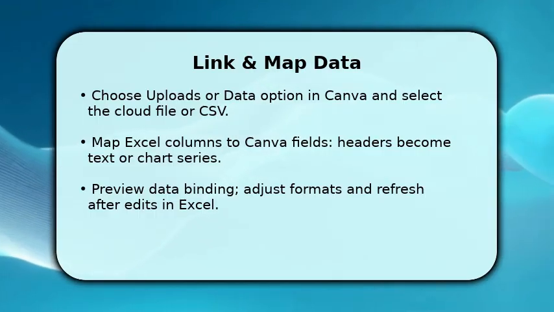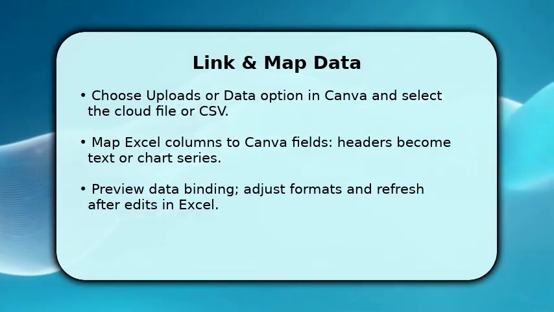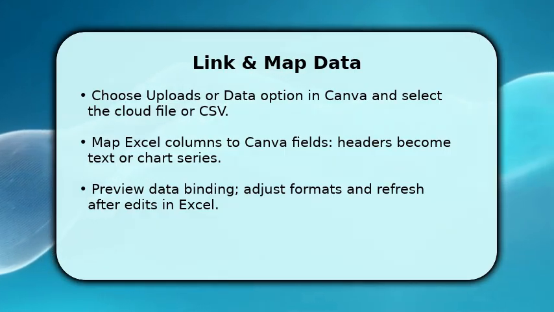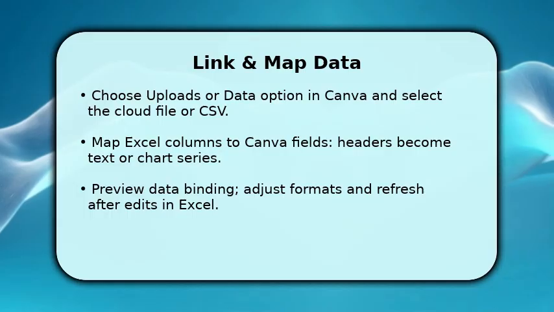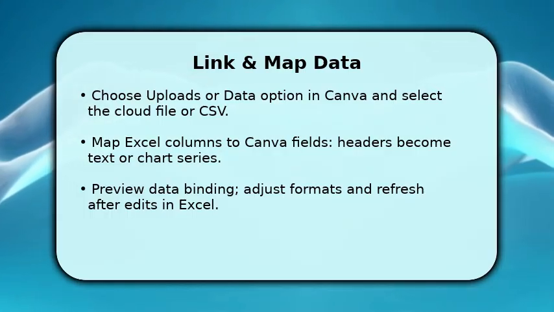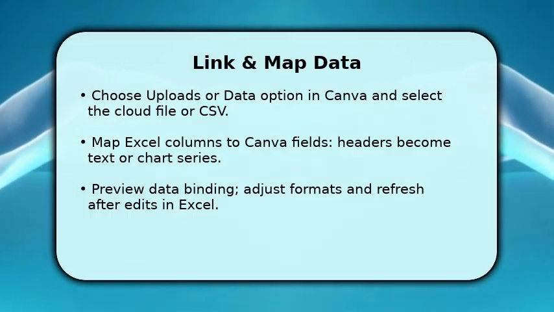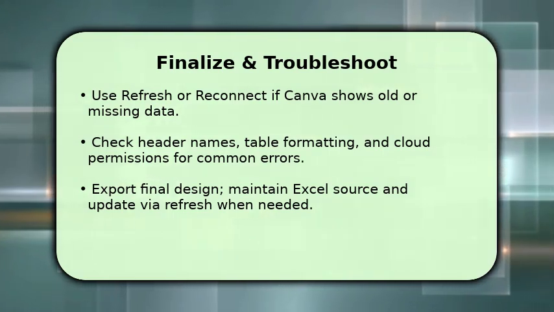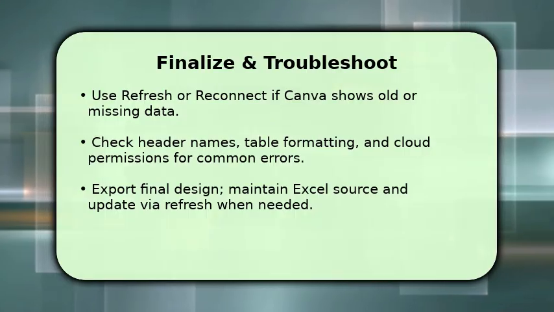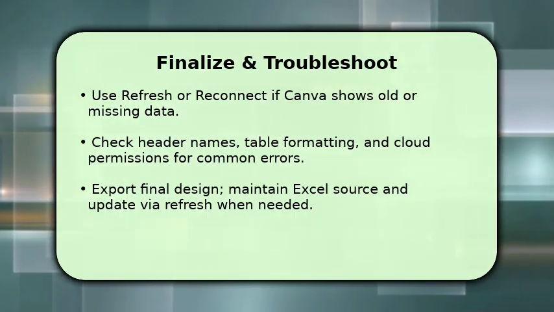Next, map your Excel headers to the Canva elements, title, labels, series, and set formats like number, date, or percentage so visuals render correctly. Once mapped, preview pages and charts to confirm alignment. Make sure to refresh the connection after you change Excel, so edits flow into the design rather than creating duplicate or outdated entries. Finish by reviewing every linked element, refresh the data link, check fonts and spacing, and export a test image or PDF to verify output.